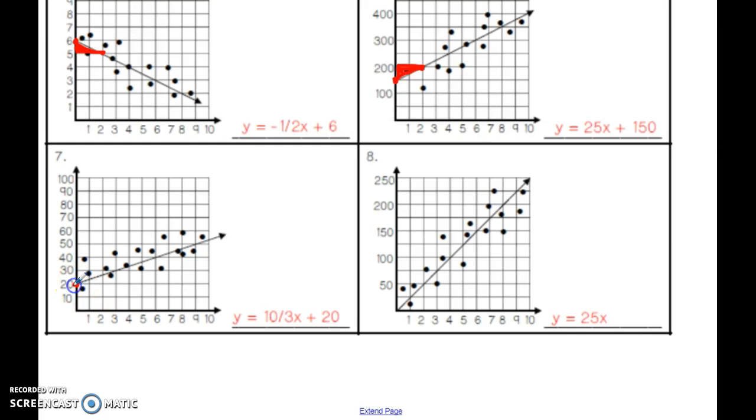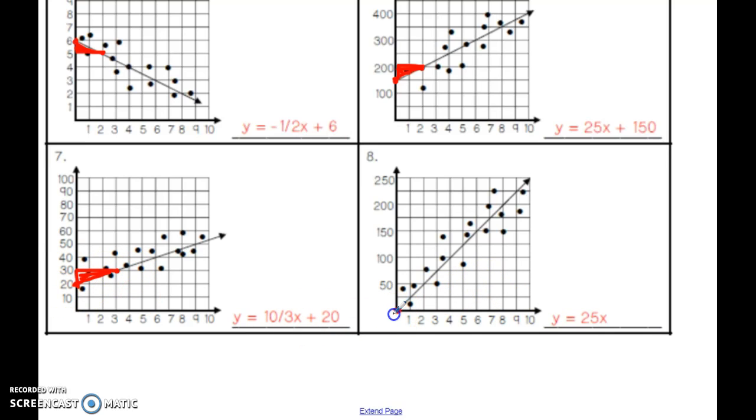This one's a little tougher to get a piece of the slope triangle going, so if you look at those 2 points, I think you'll see the rise of 10 and then the run of 3. We don't reduce it necessarily if the numbers do not reduce nicely, so we can keep it the slope of 10/3. We have our y-intercept of 20.